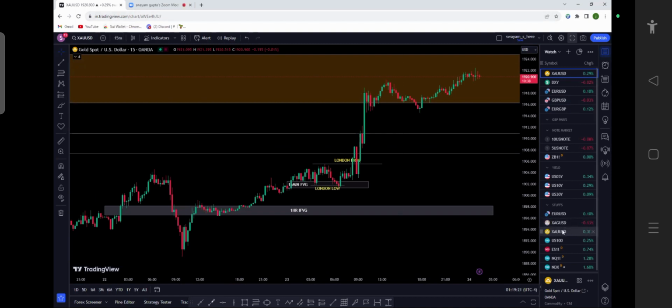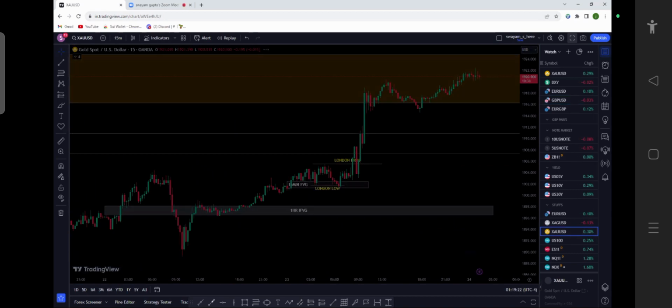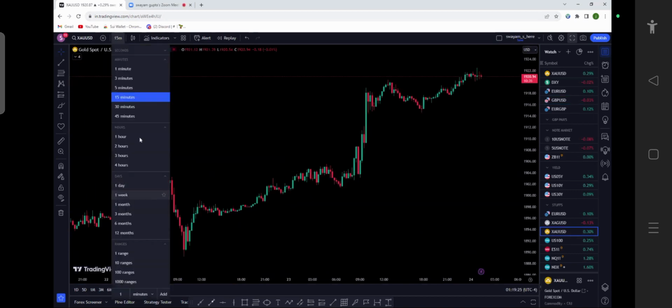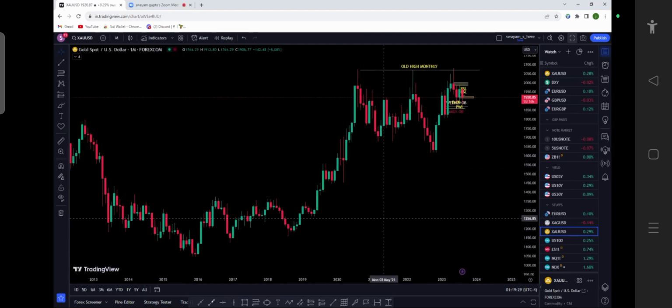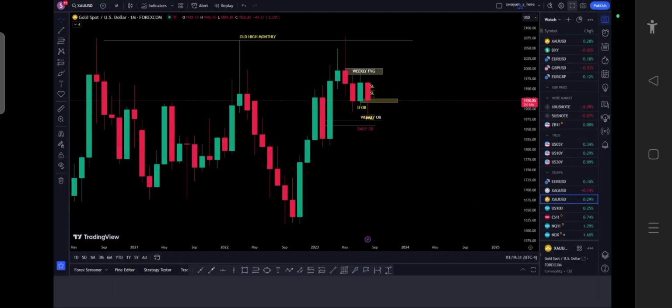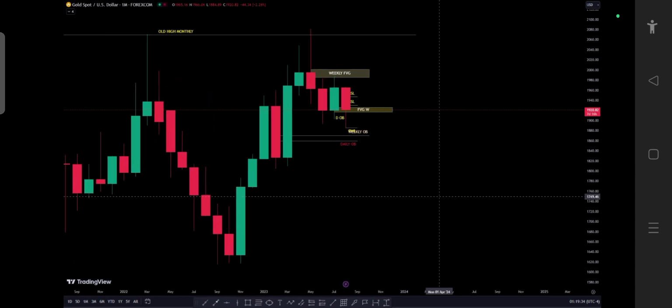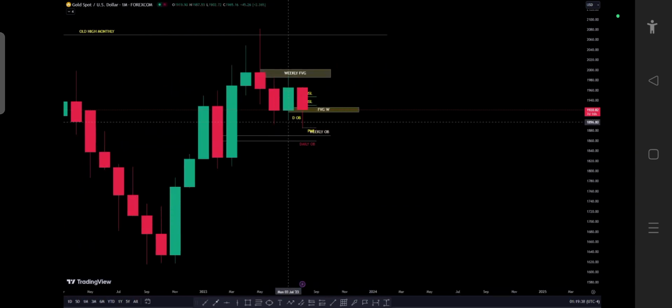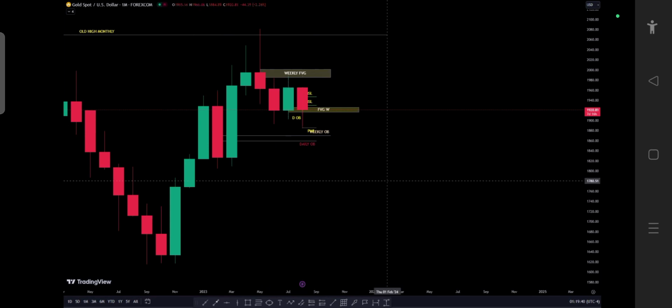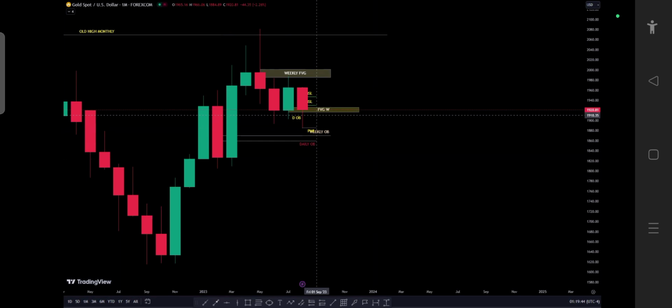Let me see the forex.com. Okay, gold, forex.com, bigger picture perspective. We have taken out the previous month's low, 2 months low were taken out. So now, as expected, price is moving towards the weekly fair value gap, and we still have some range left.